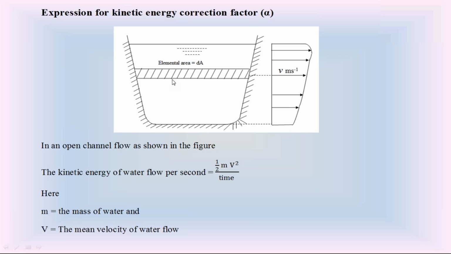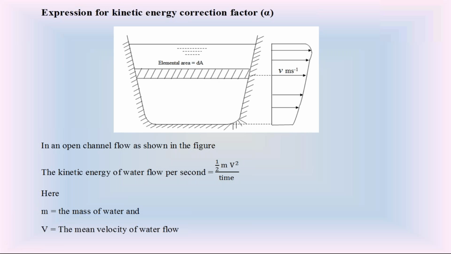For this water layer, take the area as dA. Since it is a thin layer, a very thin layer, take the velocity of water in this thin layer as small v, not the capital V. It is small v meter per second. This is the velocity of water in this thin water layer. Since it is a thin water layer, this velocity v is constant for this water layer. So please check this carefully.